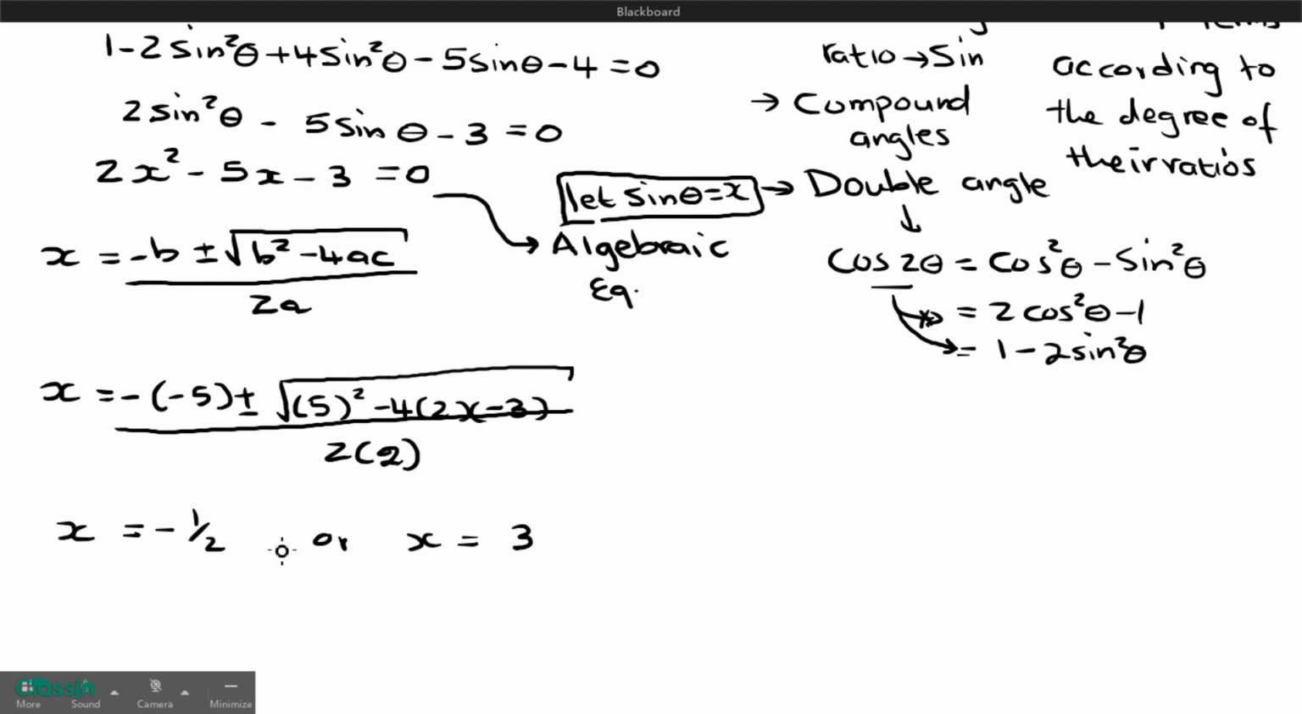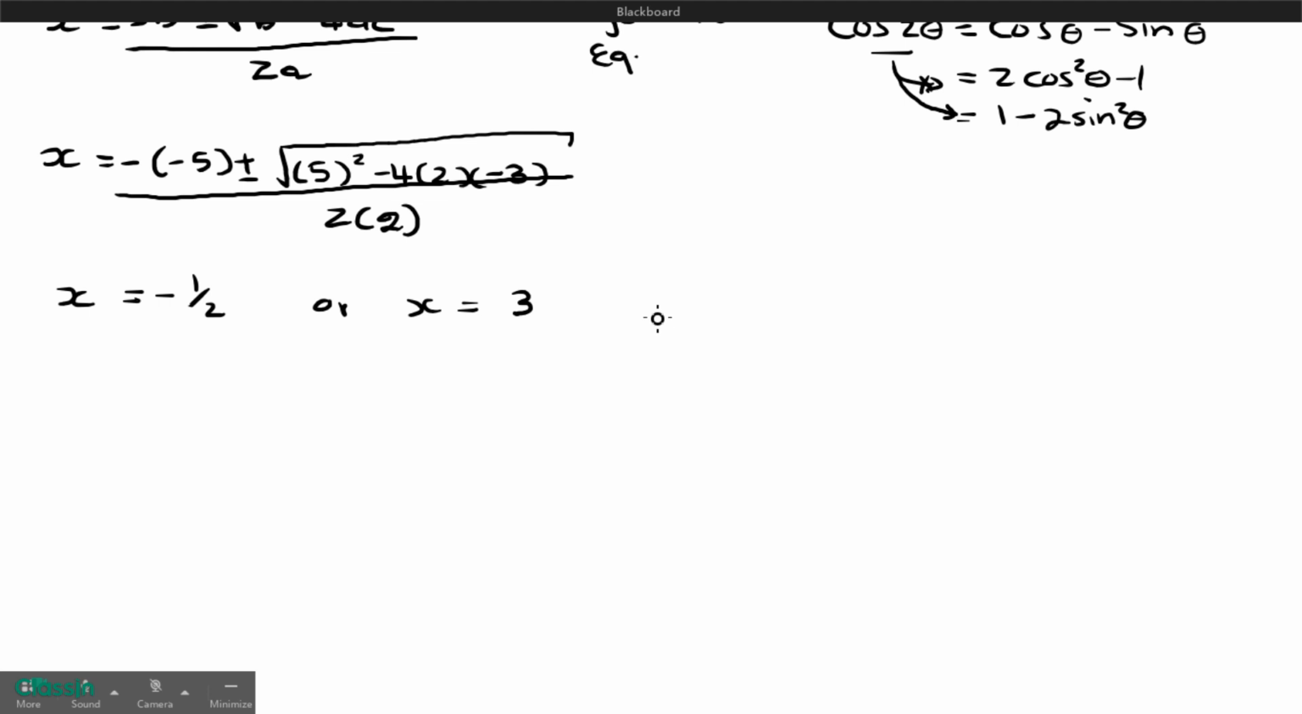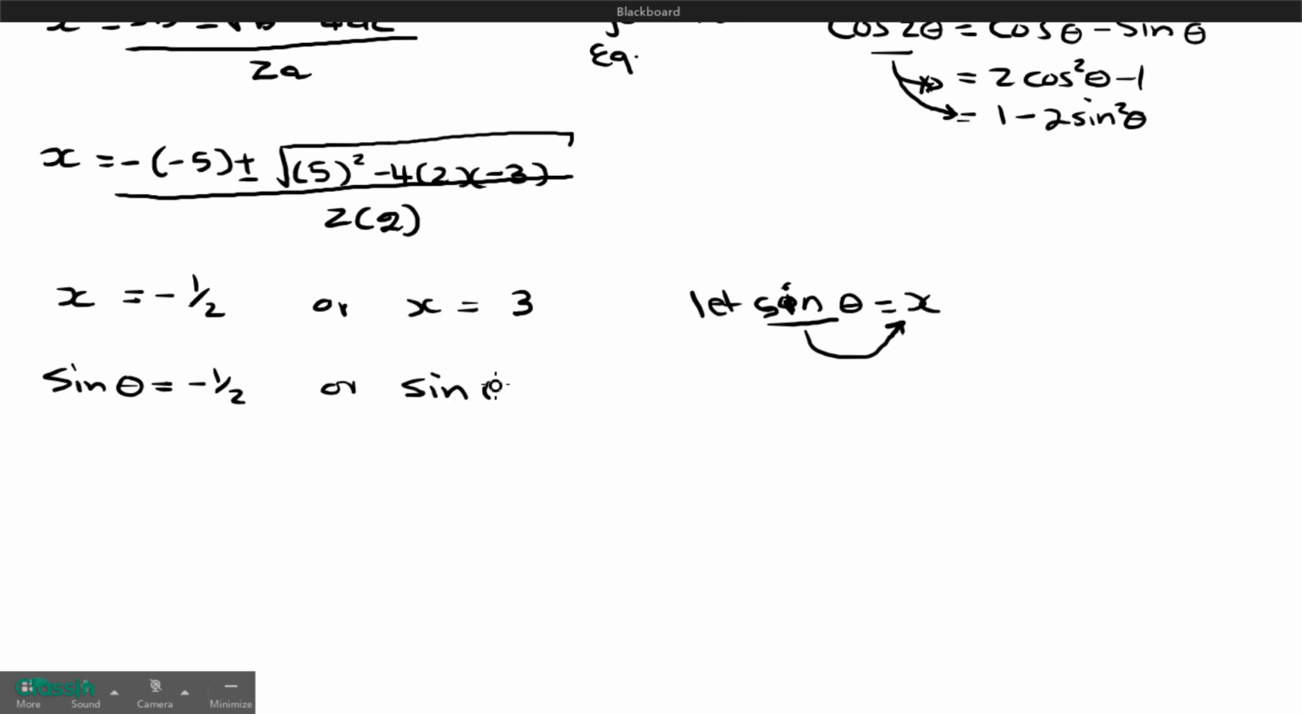Now, because we have this, it means that we can now say, remember the above statement which says let sine theta equal to x. So now we can substitute sine theta back where we see x. So it means that we have sine theta equals to minus 1 over 2, or sine theta equals to 3.